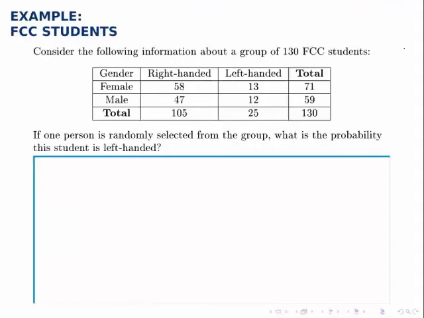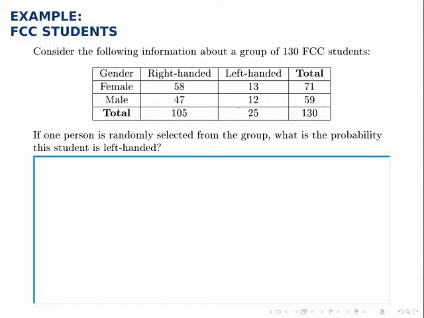This example has what's called a contingency table, or a two-way table. So we have 130 FCC students broken down by gender and by dominant hand. So there are male and female, and then right-handed and left-handed. And since we're breaking them down by two categories, there are four total possibilities: female right-handed, female left-handed, and then male right-handed and male left-handed.